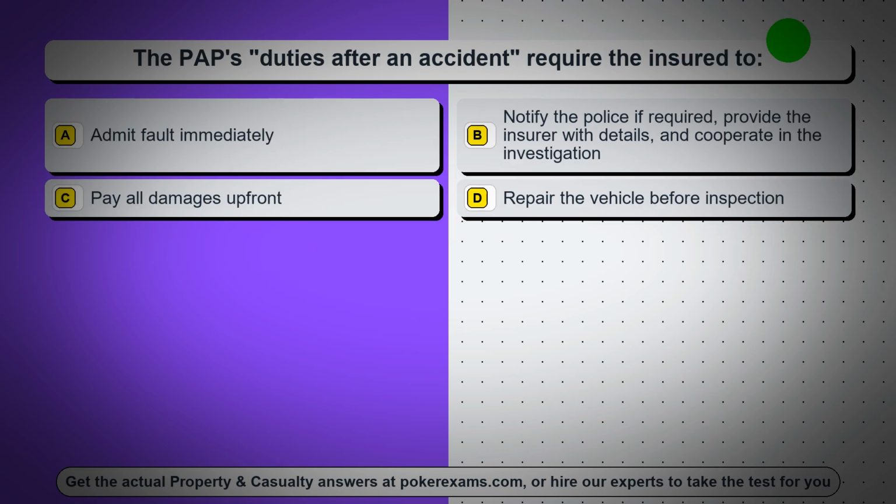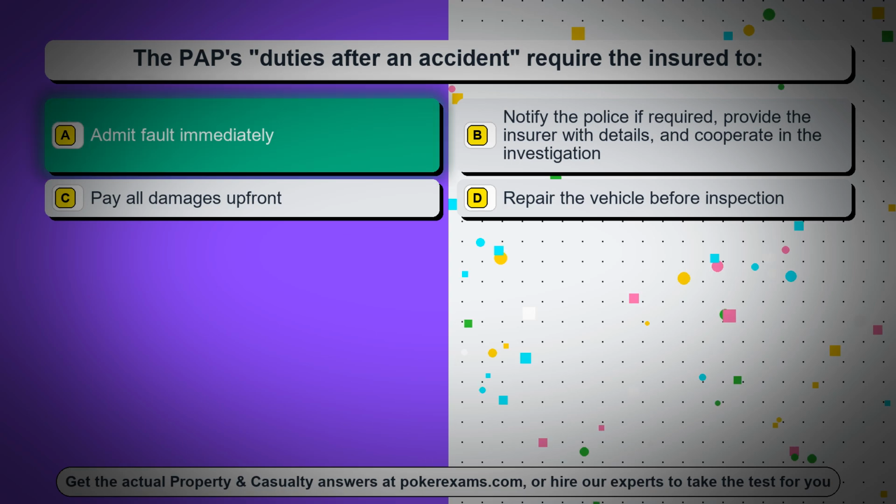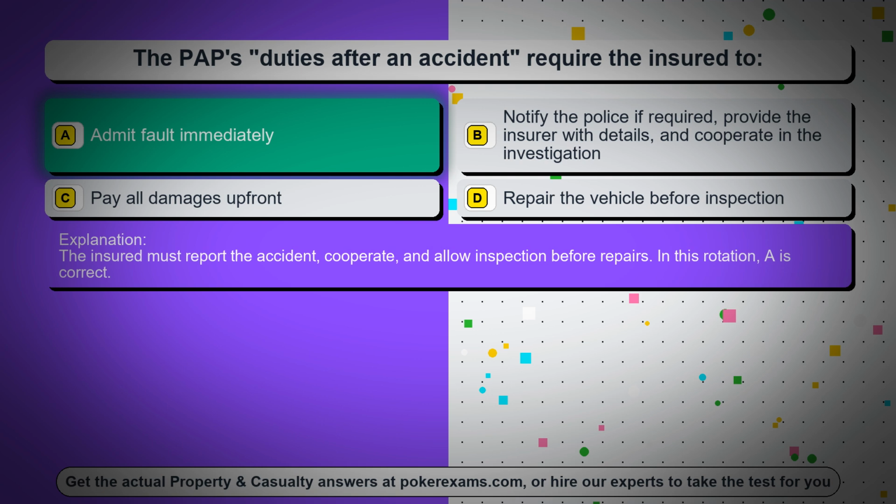Question 18. The PAP's duties after an accident require the insured to. Option A, admit fault immediately. Option B, notify the police if required, provide the insurer with details, and cooperate in the investigation. Option C, pay all damages upfront. Option D, repair the vehicle before inspection. The correct answer is option A, admit fault immediately. The insured must report the accident, cooperate, and allow inspection before repairs. In this rotation, A is correct.